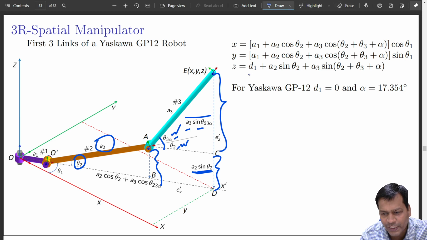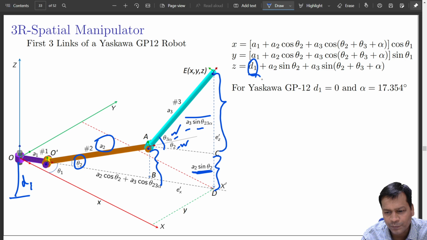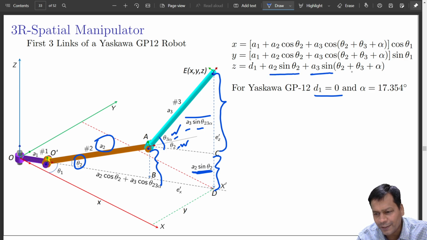Z is equal to D1 plus D1, which I discarded right in the beginning. So this becomes equal to 0 for GP12. You know the reason why I can consider it later also. So there is no point taking that complexity over here, so I am simply discarding this. So effectively how much is Z? It is equal to A2 sine theta 2 plus A3 sine of theta 2 plus theta 3 plus alpha. Got it? Okay, now how much is X?